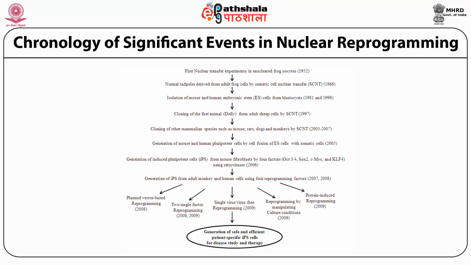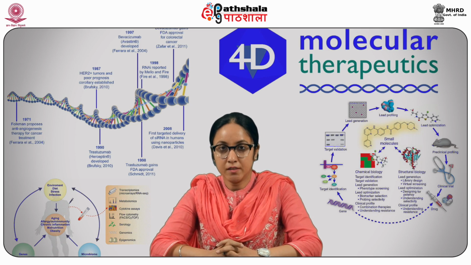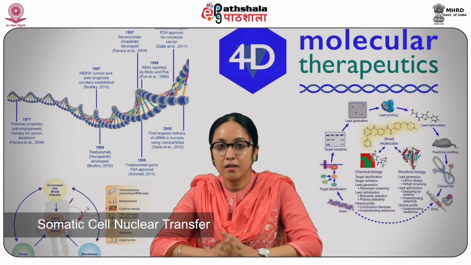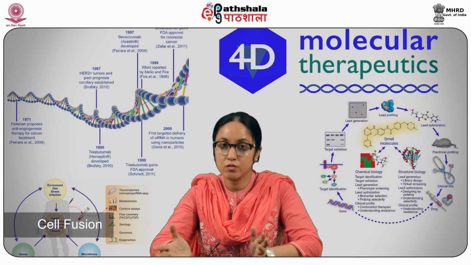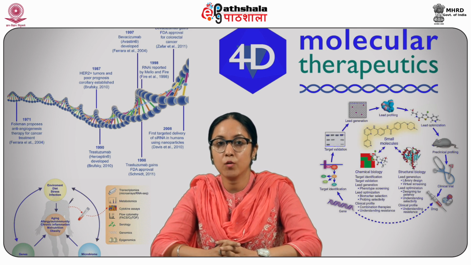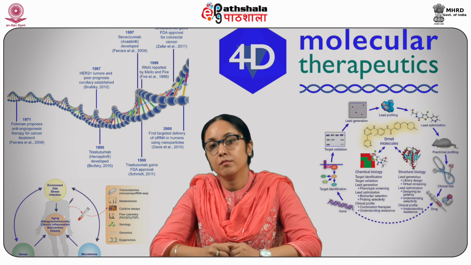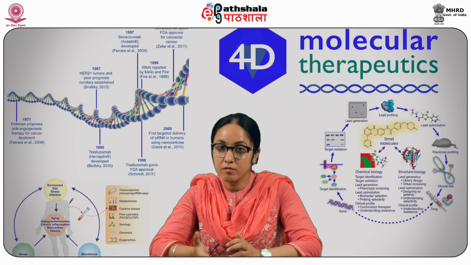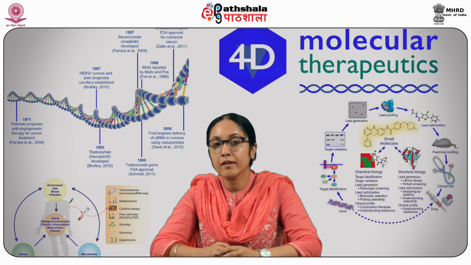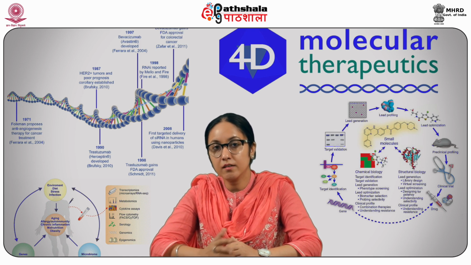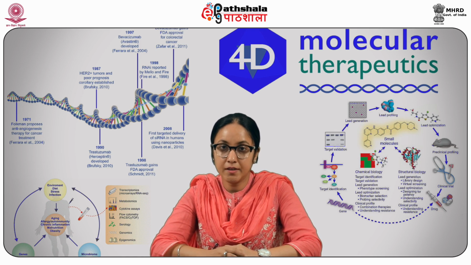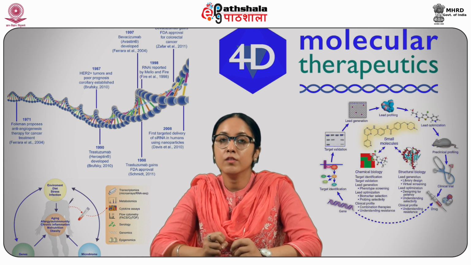So there are three major techniques followed for nuclear reprogramming. The first one is somatic cell nuclear transfer, which was the earlier one. The second one is nuclear reprogramming by cell fusion, where we fuse two kinds of cells for reprogramming. And the third one is nuclear reprogramming using transcription factors, and the resulting cells are termed induced pluripotent stem cells.